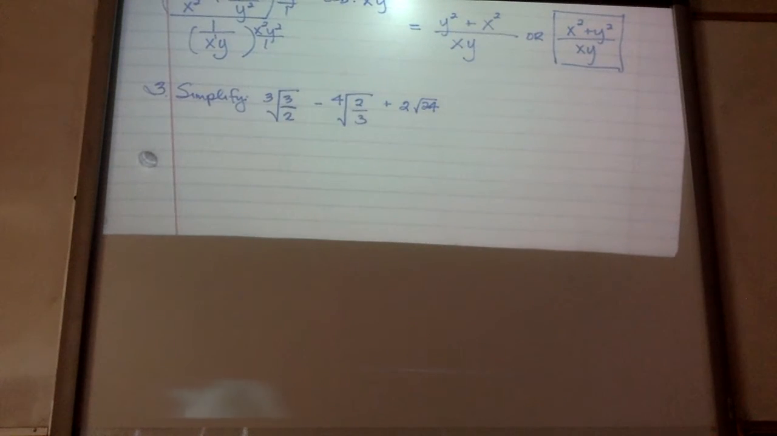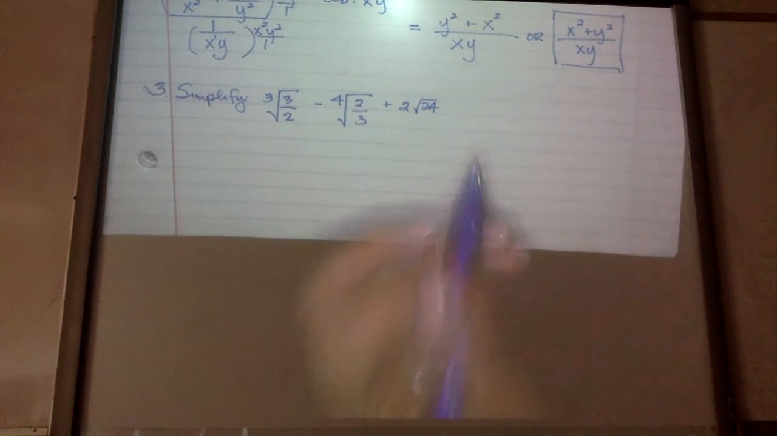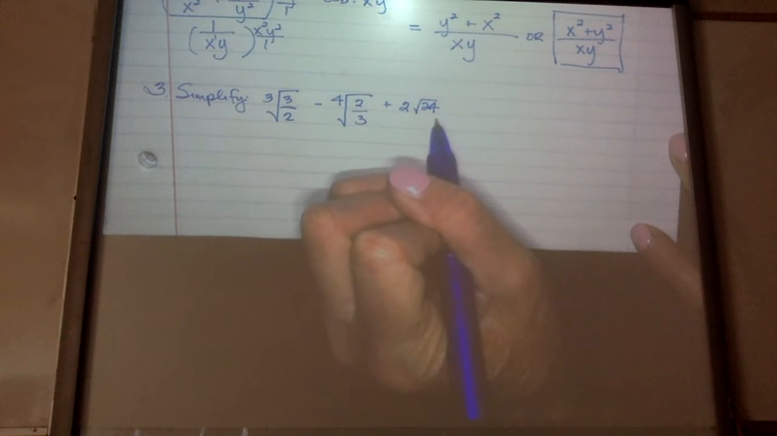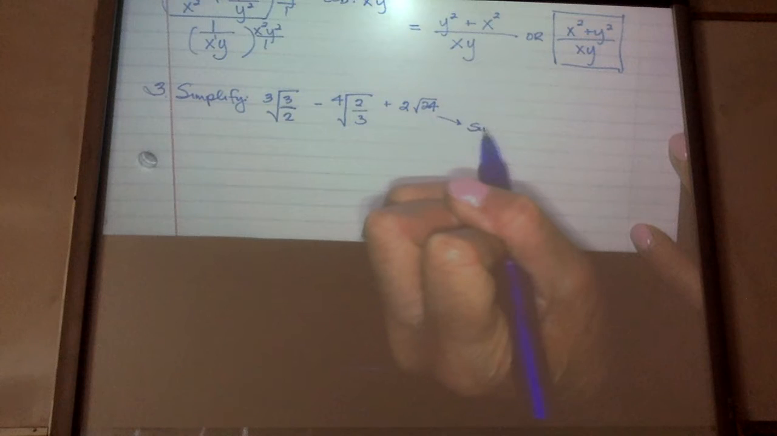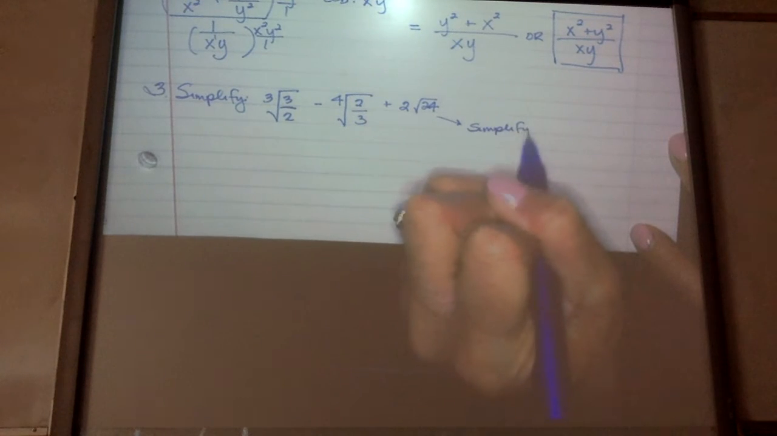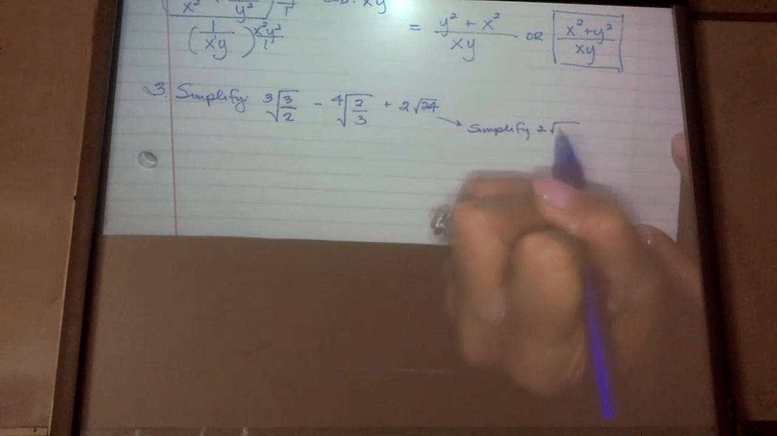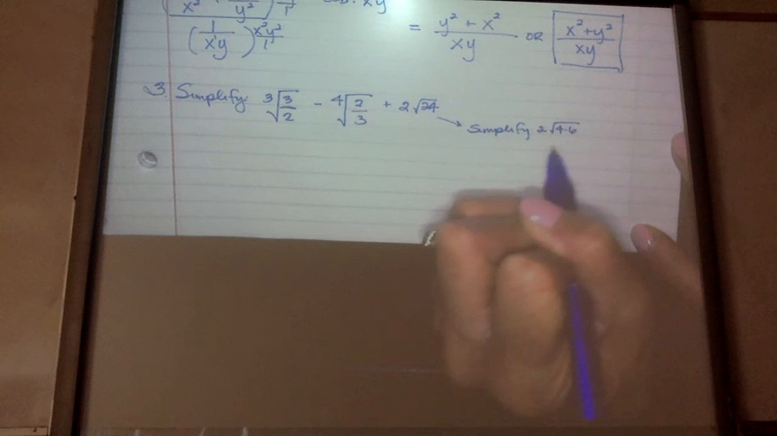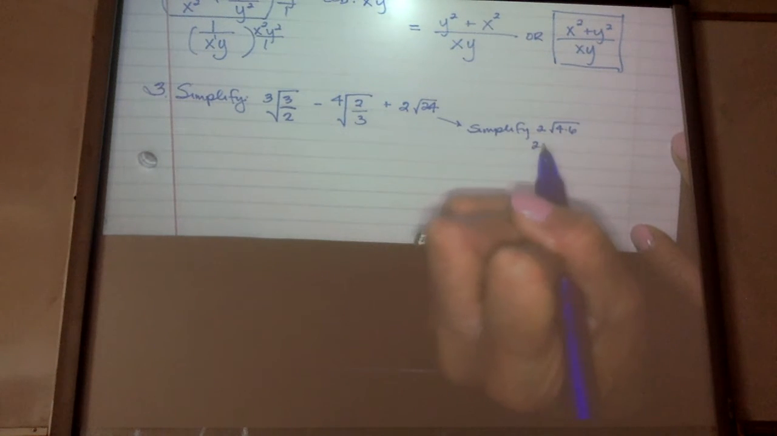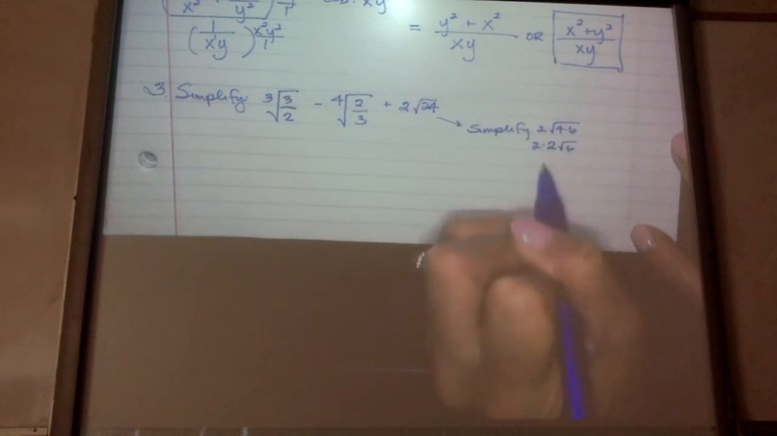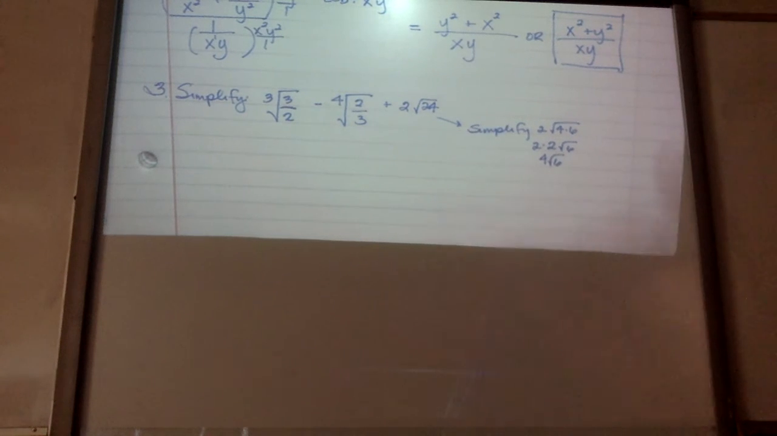Okay, so first things first, the easiest term here to simplify would be the 2 square root 24. And so I'm going to do that on the side. I'm going to simplify 2 square root 24 is 4 times 6. So that is 2 times 2 square root 6, which is 4 root 6. So this last term becomes 4 root 6.